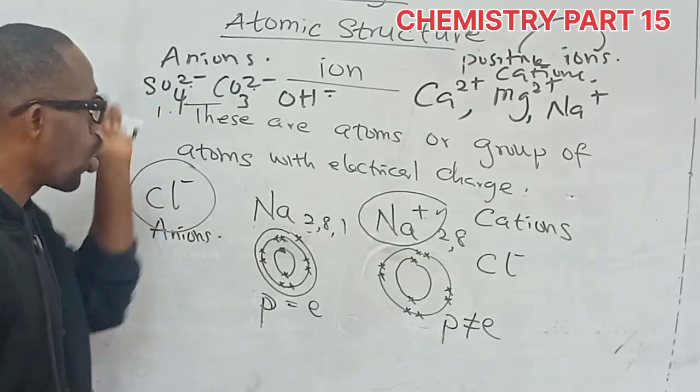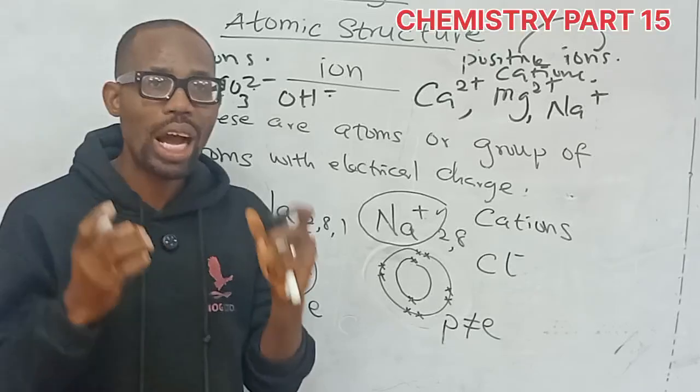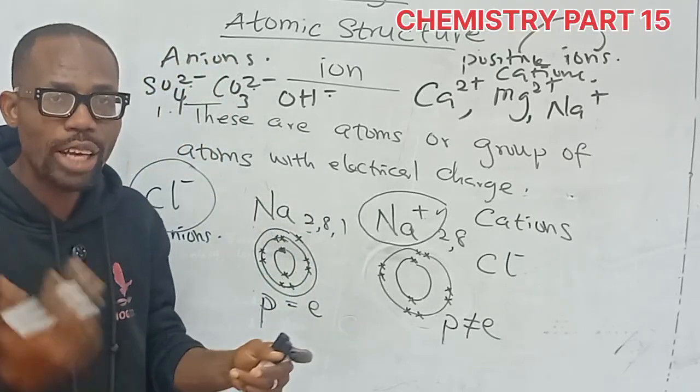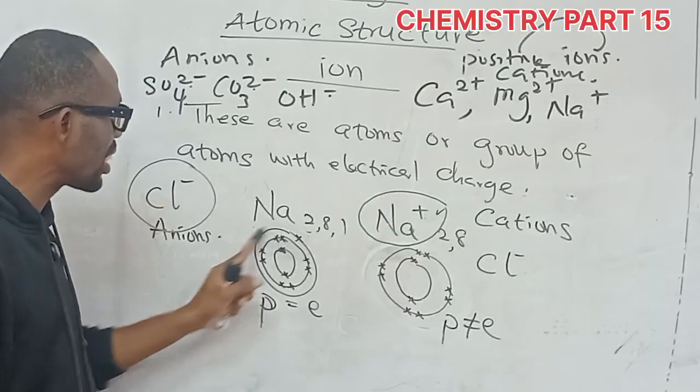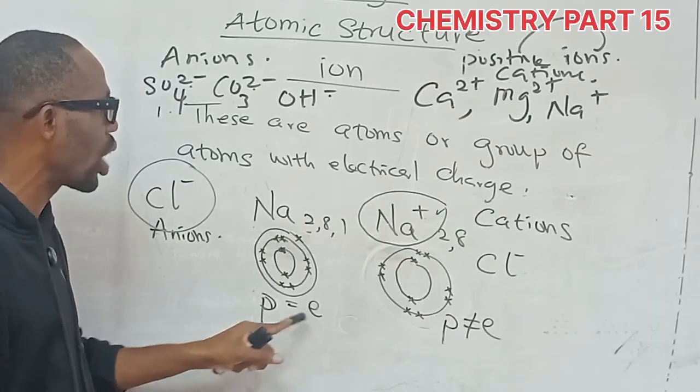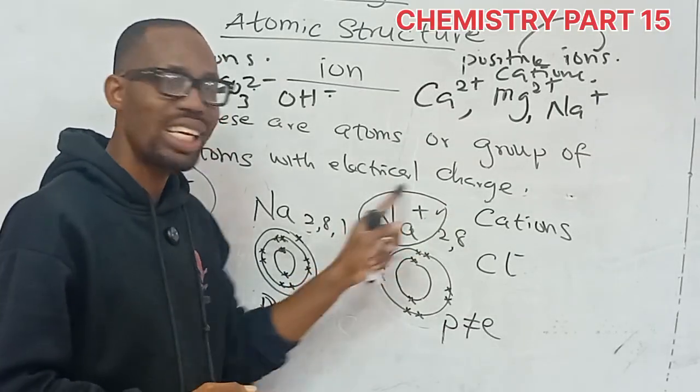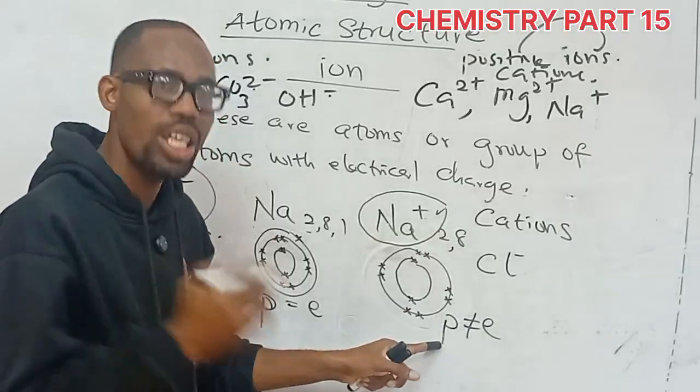In the next video, we are going to look at how to calculate the numbers of proton, electron, neutron, as the case may be, in an atom. When it is at the atomic level, when it has equal number of proton and electron, or when it's at the what? This state, when it is an ion.